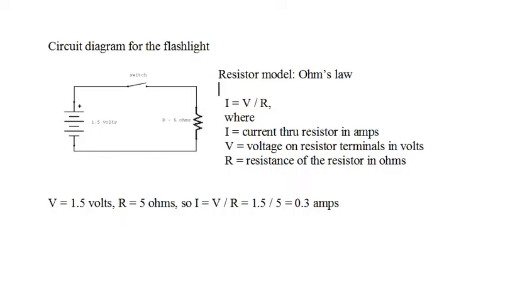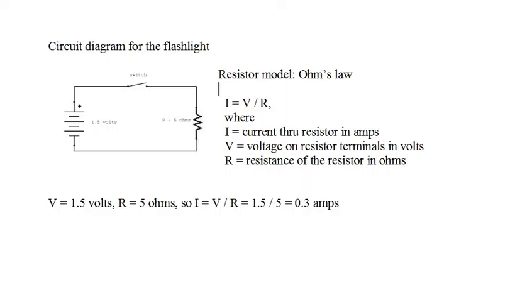The model for a resistor is given by Ohm's law, which states that the current through the resistor equals the voltage applied to the resistor divided by the resistance of the resistor, or I equals V divided by R, where I is current in amps, V is voltage in volts, and R is the resistance of the resistor in ohms. In this circuit, when the switch is closed, current flows from the positive terminal of the battery, through the wire to the switch to the bulb, through the filament in the bulb, and through the wire back to the negative terminal of the battery. The amount of current is determined by Ohm's law, that is, the resistor model.